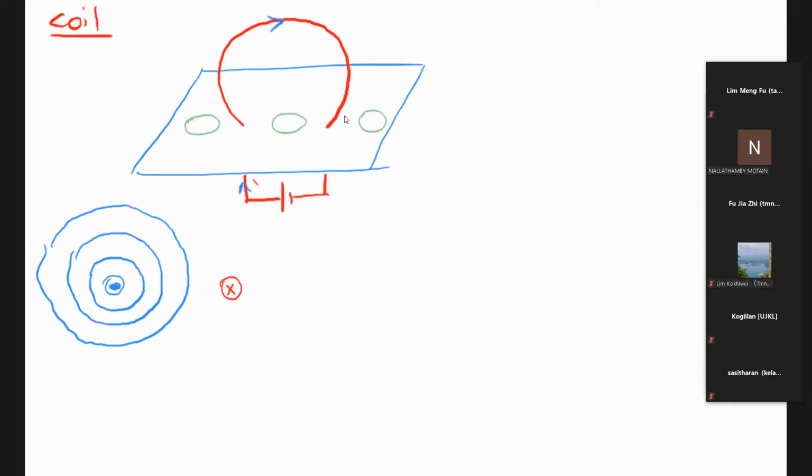Oh, sorry, not a nice circle. Okay, so current flowing into the surface, then the magnetic field will be in the, oh sorry, it will be anti-clockwise.